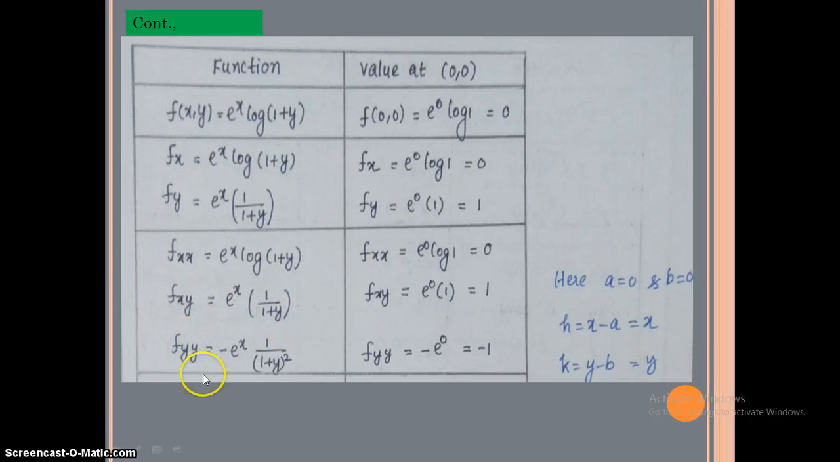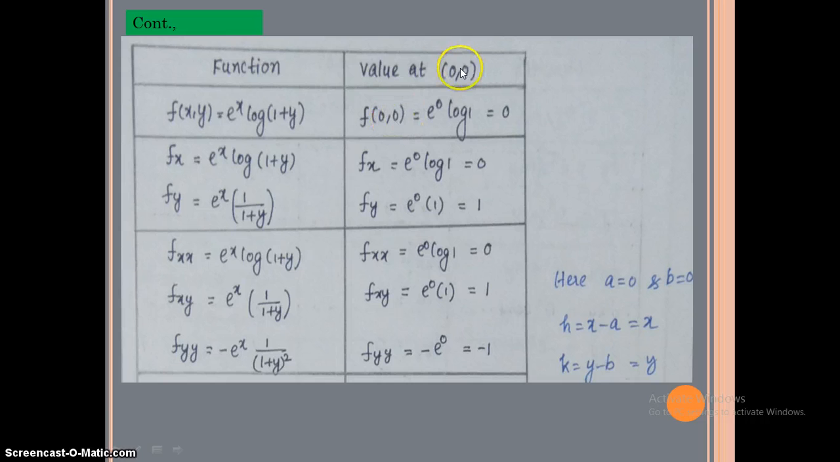So next f double y. Already we know fy. So again we have to differentiate this one. Write e power x as it is. This one we can take in 1 by x form. What is the differentiation of 1 by x? Minus 1 by x square. Therefore minus 1 divided by 1 plus y square. So here we put minus.